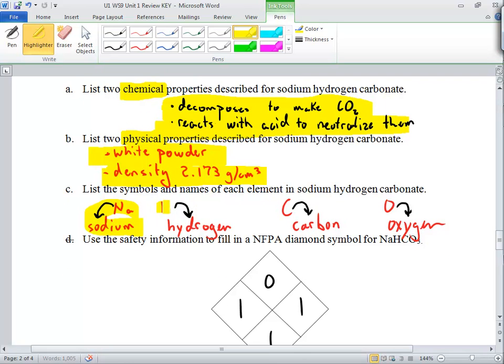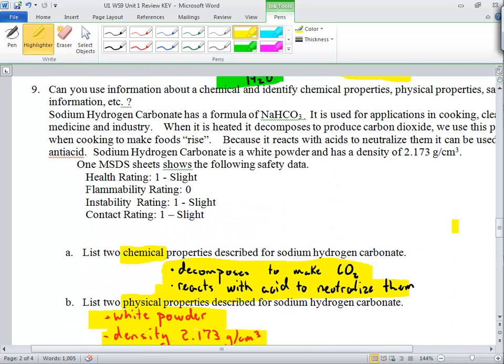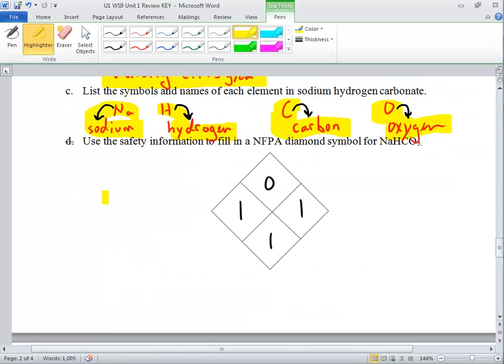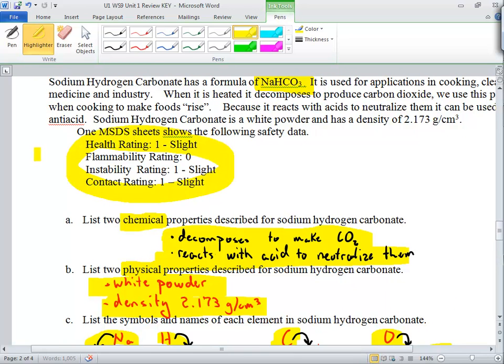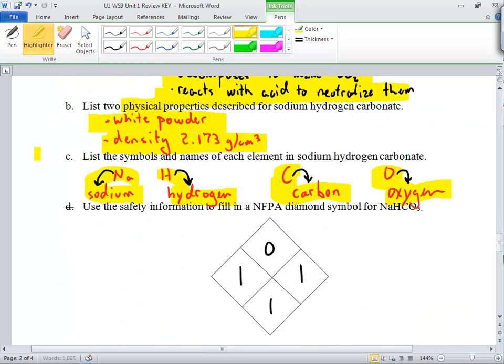Now the symbols, of course, that's easy. Sodium, hydrogen, carbon, and oxygen. And how did we know that? Well, we read it right up here. Let's see, where is it? Sodium, hydrogen, carbon, and oxygen. And the NFPA symbol, we got the numbers from right here in the problem, and the standardization of these numbers varies slightly.